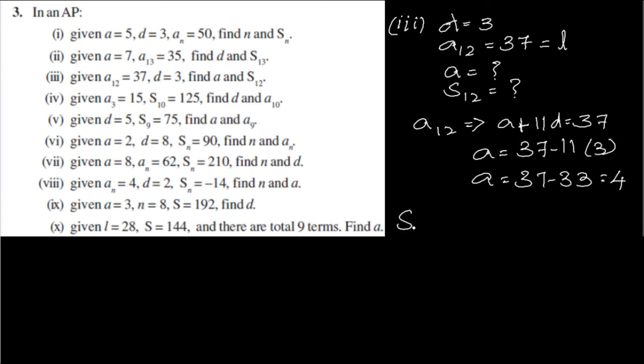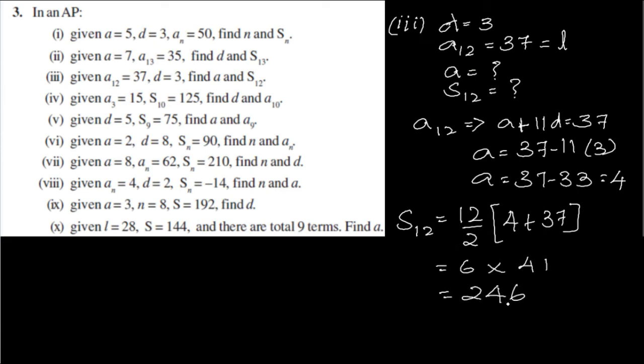Now I have to find out the sum of 12 terms. It is n by 2 times a plus l. We get it as 6 times 41, which is 246. Let us solve one more question, and the remaining questions we shall see in the next session.